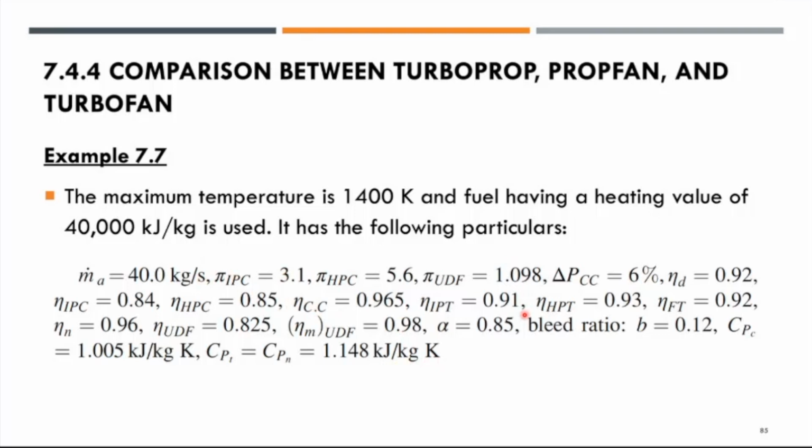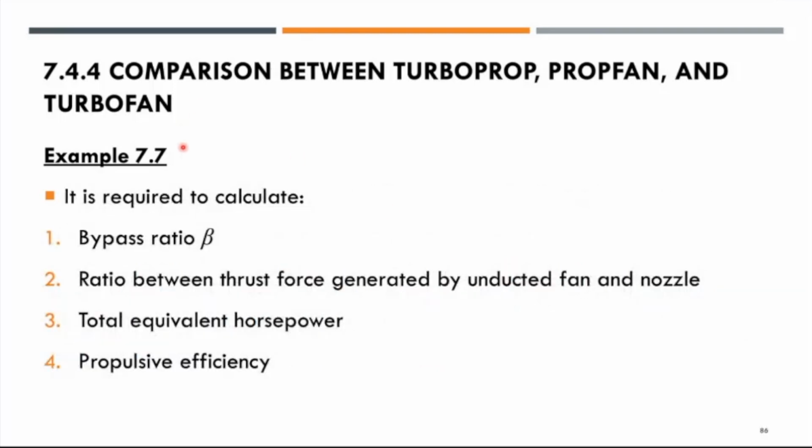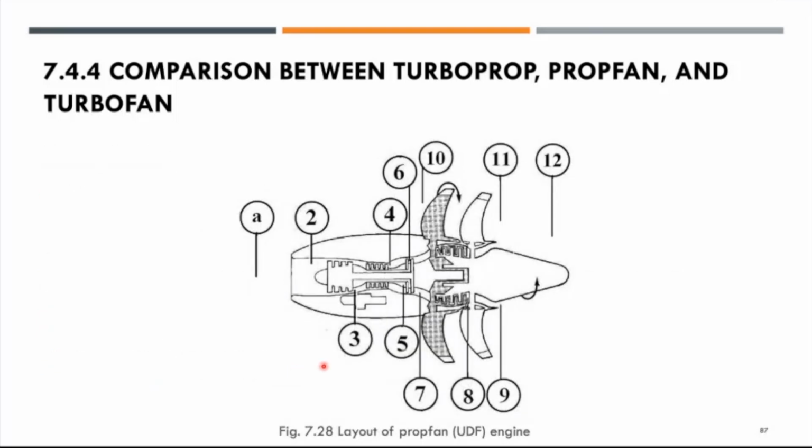There are so many parameters given. What you need to do is calculate the bypass ratio, beta, then the ratio between the thrust force generated by the unducted fan and the nozzle, the total equivalent horsepower, EHP, and the propulsive efficiency, zeta P. The states are many: we have from A, number 1, until 12. Here is the layout of a Propfan unducted fan engine.